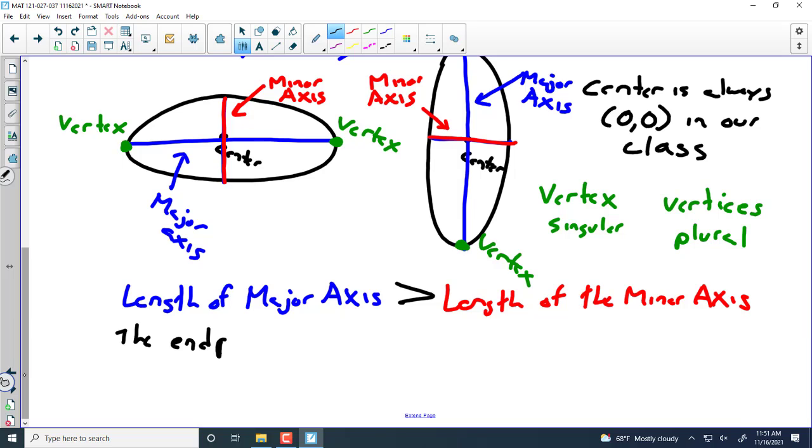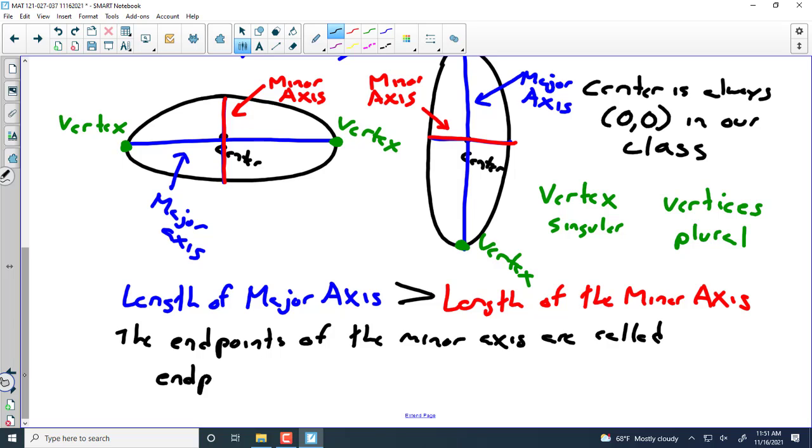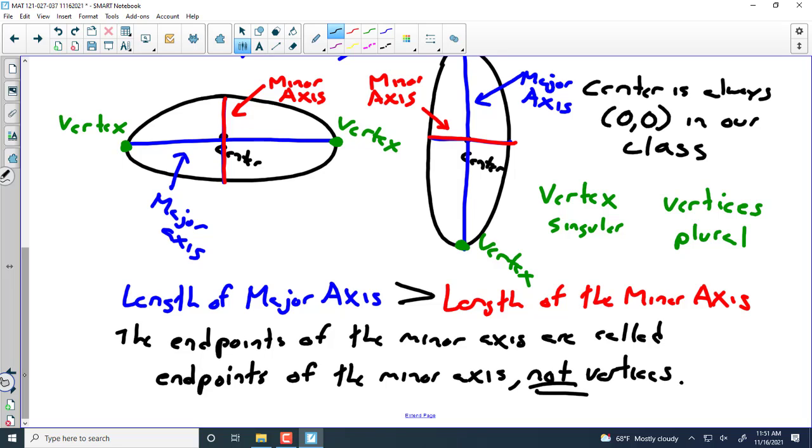The endpoints of the minor axis are called endpoints of the minor axis, not vertices. The vertices are only the endpoints of the major axis. The endpoints of the minor axis, yes, I did write that on purpose, are called the endpoints of the minor axis. They do not have a special name.